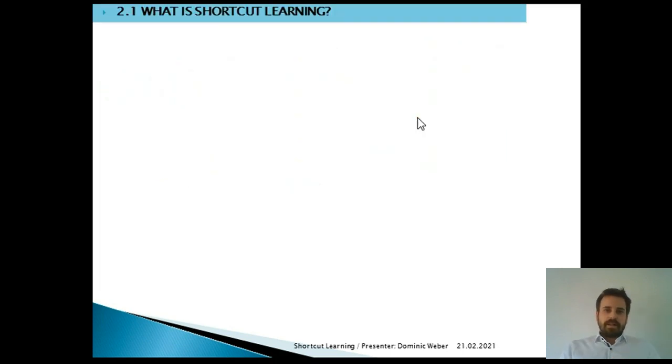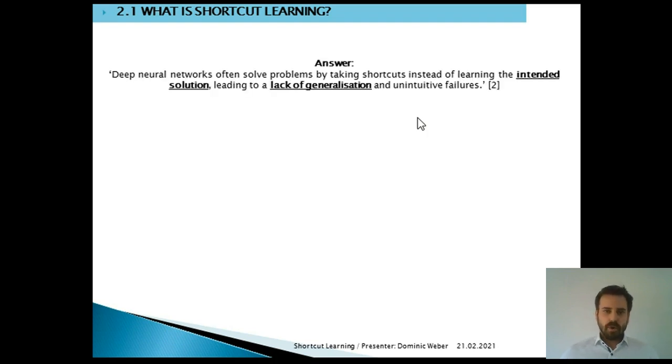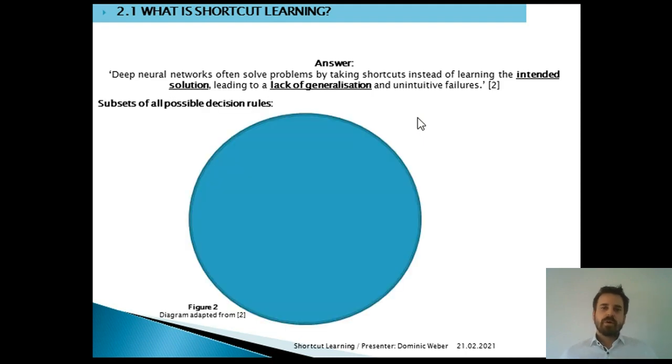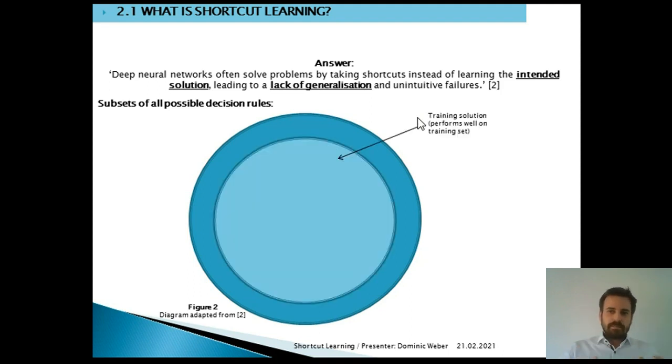The paper by Geirhos defines shortcuts as solving problems by not learning the human intended solution. And this leads to the lack of generalization ability we saw in the cow example. Now, neural networks use certain decision rules to perform their classification. Let this circle be the space of all possible decision rules. Then this subset is the decision rules leading to good accuracy within training.